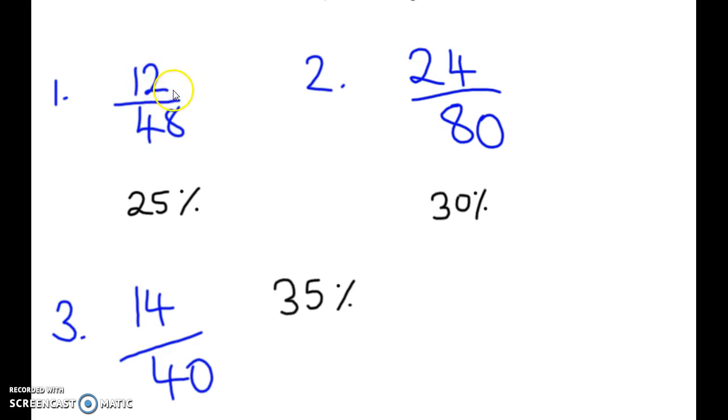If you've mastered how to simplify fractions, this will simplify all the way down to 1/4. You see 12 goes into 48 4 times. So yeah, simplifies to 1/4. 1/4, you should hopefully know, is 25%. Okay, moving on.